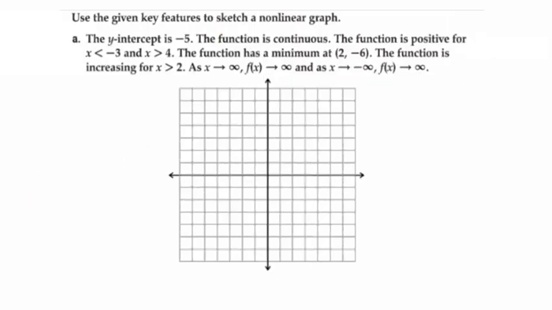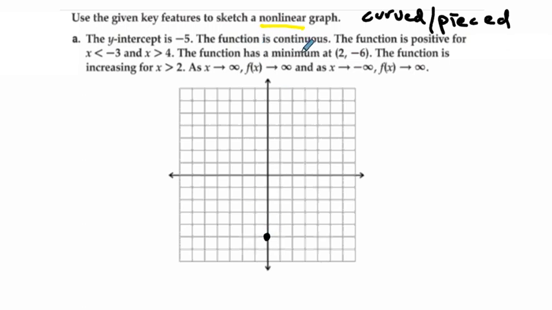All right, let's try one more. Now, it says here, sketch a nonlinear graph. Use the given key features to sketch a nonlinear graph. That means this thing is going to either be curved or pieced, one or the other. Well, the y-intercept is -5. It looks like we can use regular numbering for this one. So -5 is going to put me at, this is 0, we got -2, -4, -5, y-intercept, so it crosses right there. Sweet. The function is continuous.